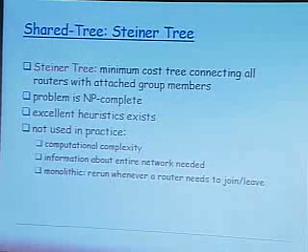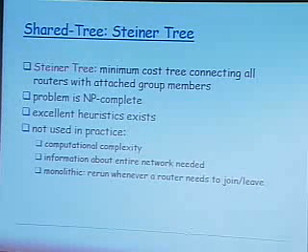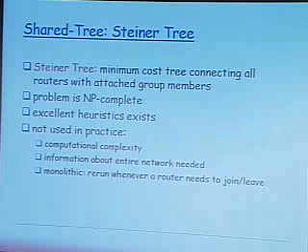Now in a shared tree, there is this problem of Steiner tree construction, which is the minimum cost tree which connects all routers with attached group members. So given a graph, given a subset of nodes, you have to construct a tree which is minimum cost and that connects all the routers. This problem is NP complete.